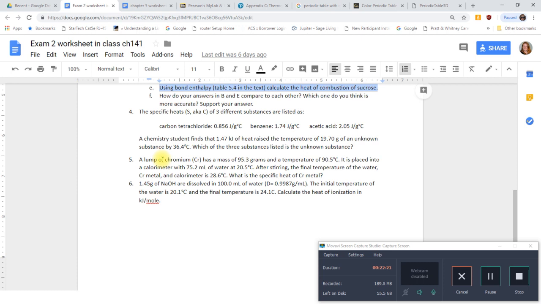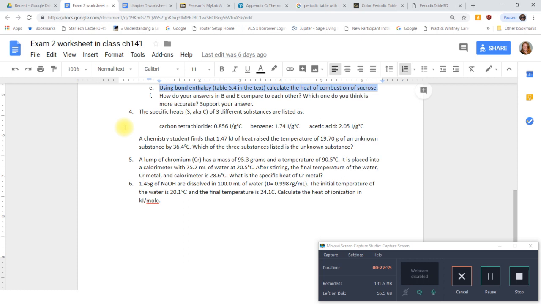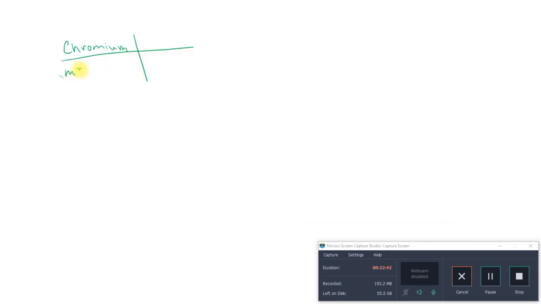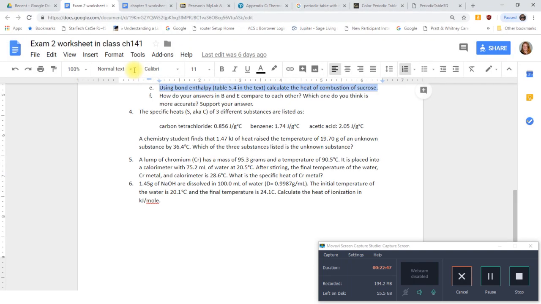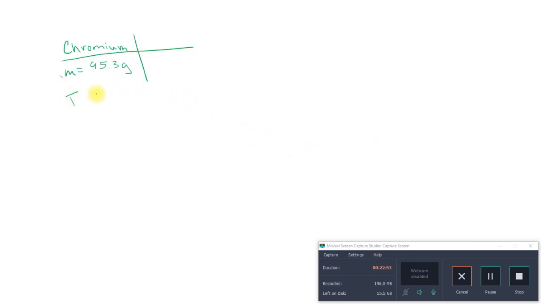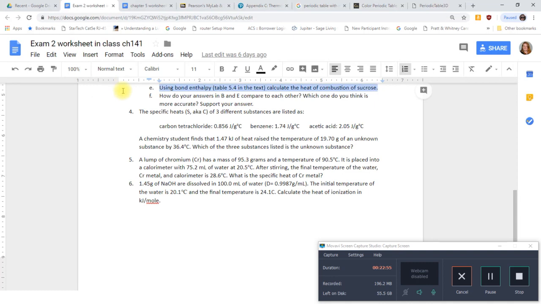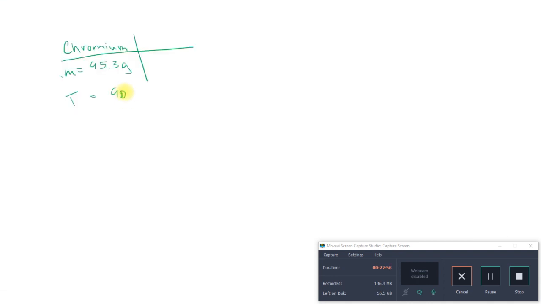So we have a lump of chromium. I'm going to make a column here for the info I have about chromium. The main issue with calorimetry problems is in organizing the information, so tables are really helpful for that. The mass of the chromium is 95.3 grams. And let's see, a temperature of 90.5. I don't know if that's final or not, so I'm just going to put T.